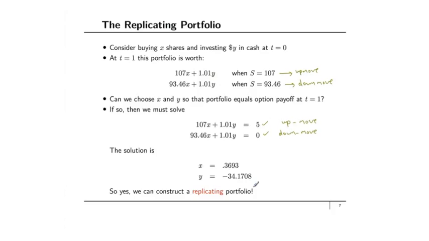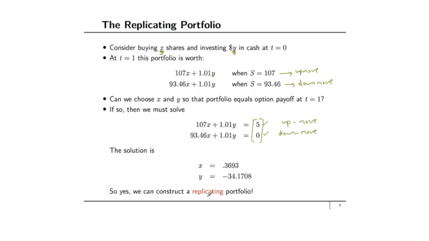So what we've actually done at this point, very simply, is construct a replicating portfolio. We've constructed a portfolio which invests at time 0 in the stock and in the cash account. And we've chosen the quantities X and Y in such a way that the value of this portfolio at time t equals 1 is exactly equal to the payoff of the option at t equals 1.